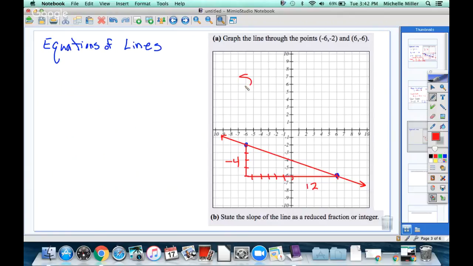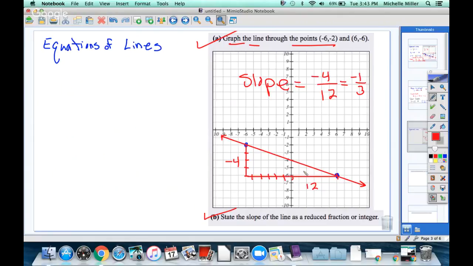So the slope here would be rise -4 over 12, and always reduce that if possible. And usually don't want to turn it into a decimal. In this case, I get -1/3, which is a pain as a decimal because of that repeating 3. Okay? So in this case, I wanted to graph the line through the points. Check, I did that. I wanted to state the slope as a reduced fraction. I did that. Just for fun, I'm going to come up with the equation.